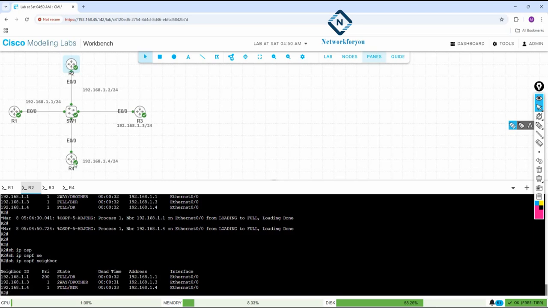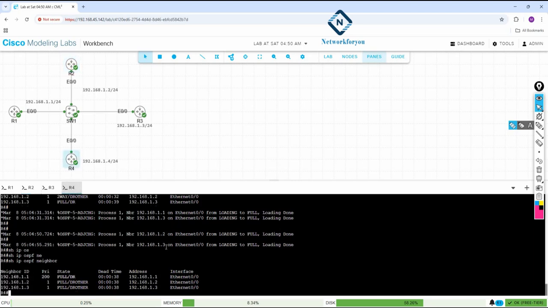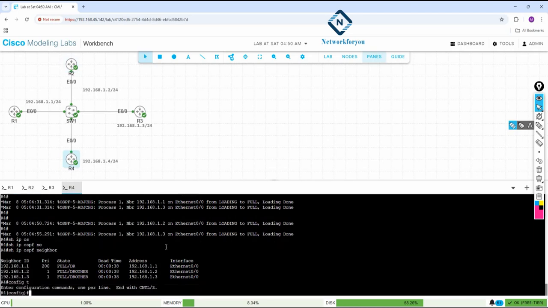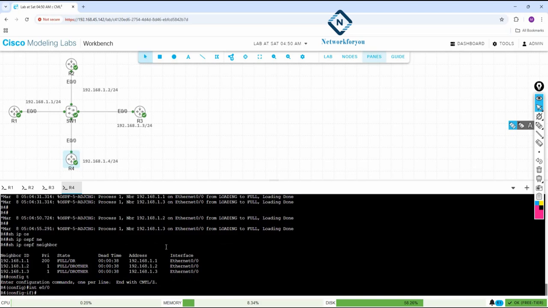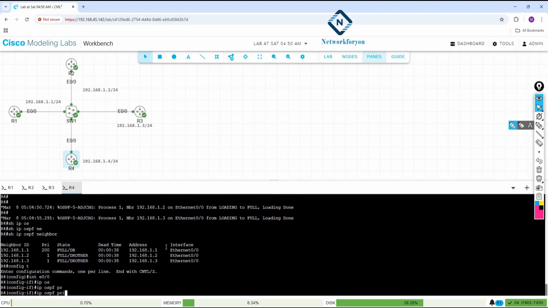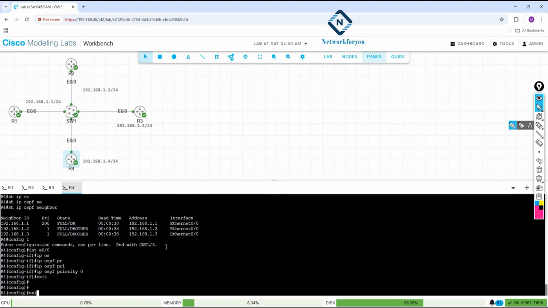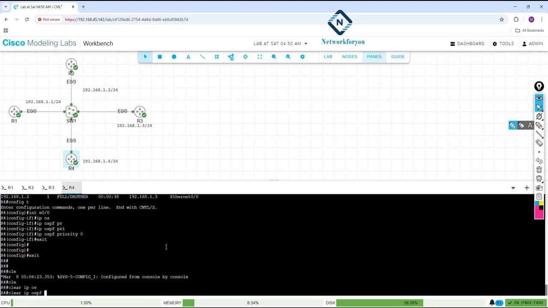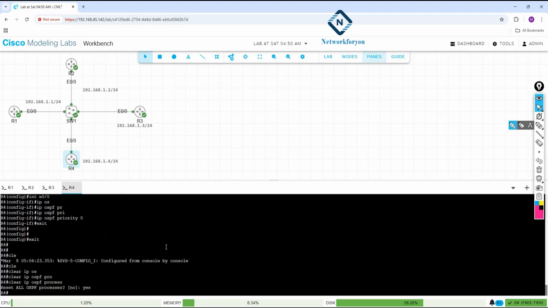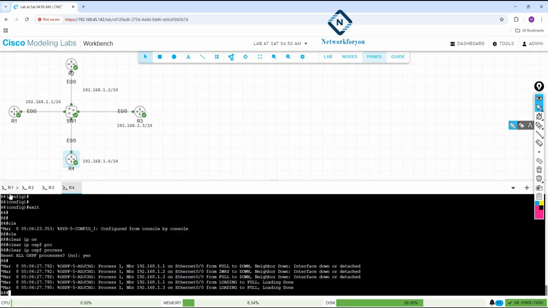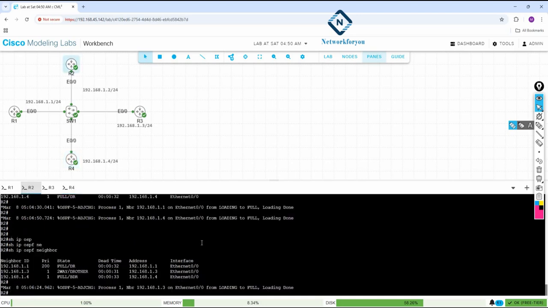An example: if your manager says this router R4 should not become the DR or BDR, because it is a very old model, then you can reduce the priority here. R4 priority you can put as 0, so it will not participate in the election. So go to the R4 interface and write ip ospf priority, put 0 and exit, and we can reset the OSPF process, wait for some time, and check.